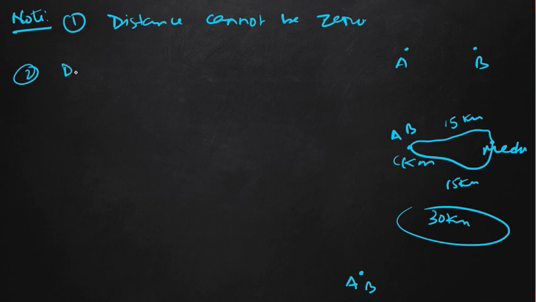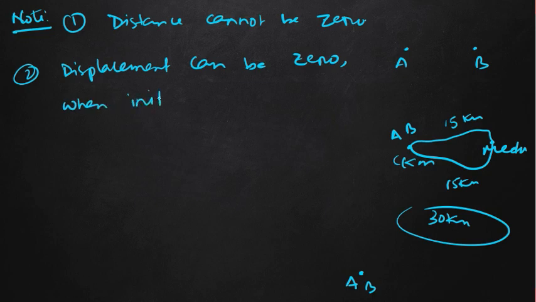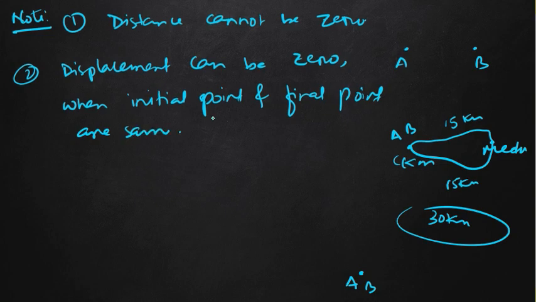So we can say that displacement can be 0. So when can displacement be 0? Displacement can be 0 when the initial point or starting point and the final point are the same, or the initial position and final position are the same, then only we can say the displacement will be 0. Clear? Okay. So next, the third term related to moving bodies is speed.